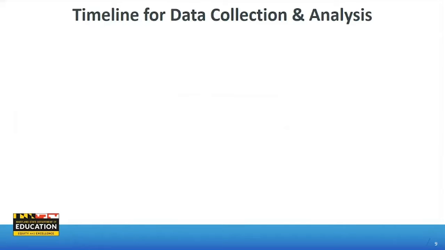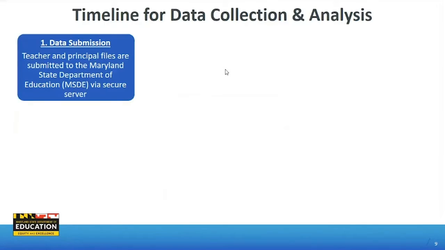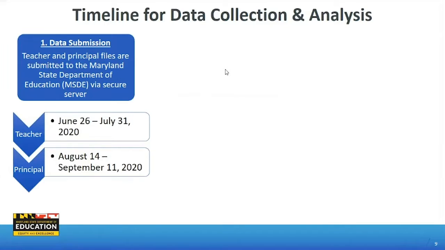Our general timeline occurs in 3 phases. The first phase is data submission, what we're currently preparing for, where the teacher and principal files are submitted to MSDE via a secure server. The files must be submitted through the server. No files should be submitted through email or other non-secure channels. The teacher submission window starts June 26th and ends July 31st. These are the last Fridays of June and July. And the principal window starts August 14th and ends September 11th, the second Fridays of August and September.